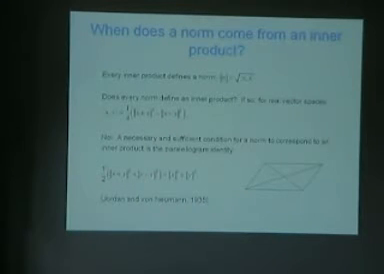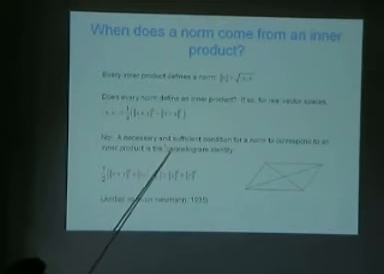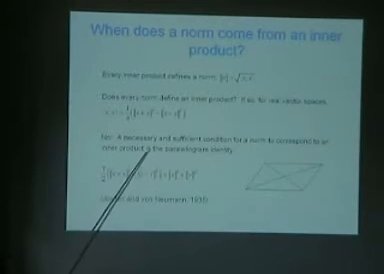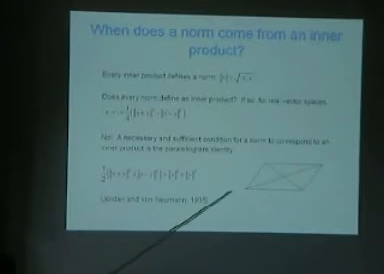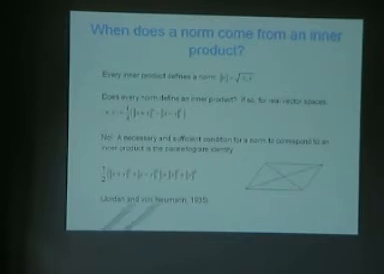However, this doesn't always work. It turns out that the necessary and sufficient condition for a norm to correspond to an inner product is the parallelogram identity, which says that this squared plus this squared equals these two. This was pointed out by Jordan and von Neumann in 1935.